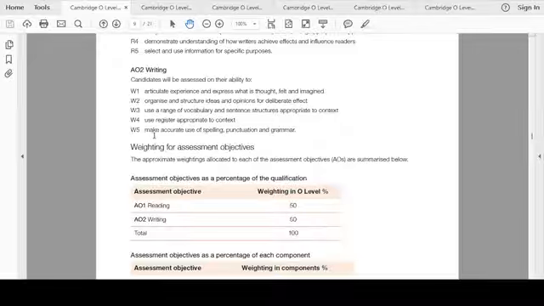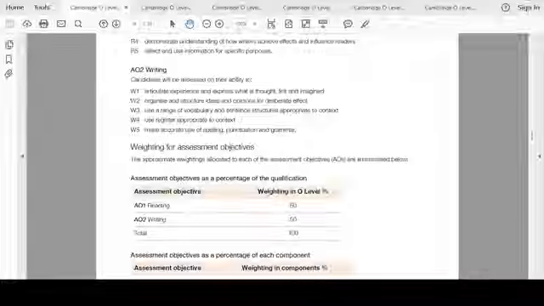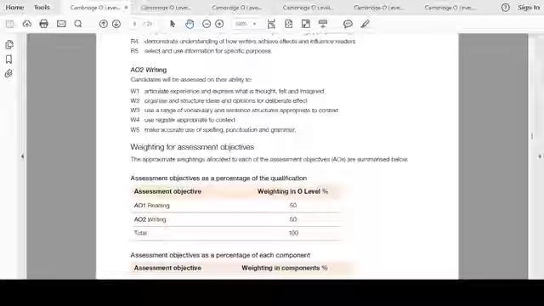And W5 is very important. Make accurate use of spelling, punctuation, and grammar. So accurate use. It's not just about spelling being correct. Is the word that you're trying to use, does it even fit in the context of what you're trying to say? You can use a very good word, but it doesn't fit, and so it will make no sense. Punctuation is important. Grammar, obviously. So grammar includes sentence structure, subject verb agreement, all that stuff.